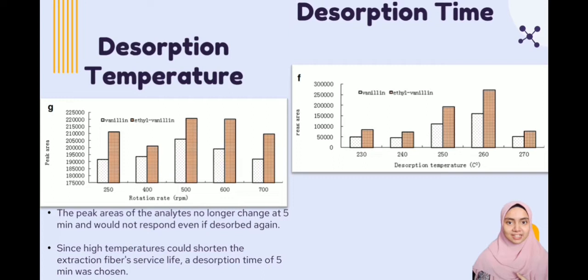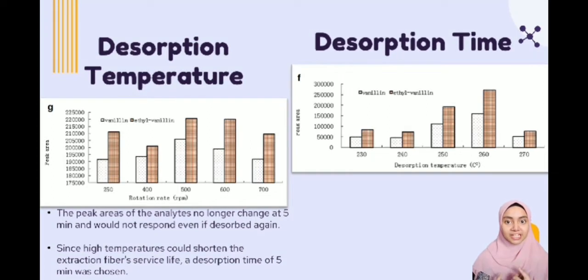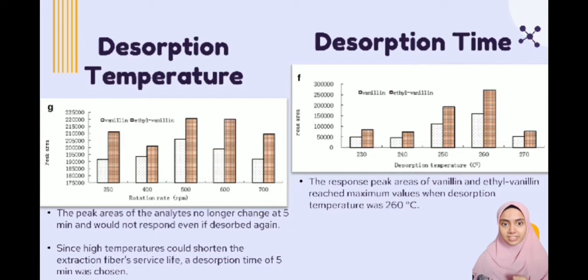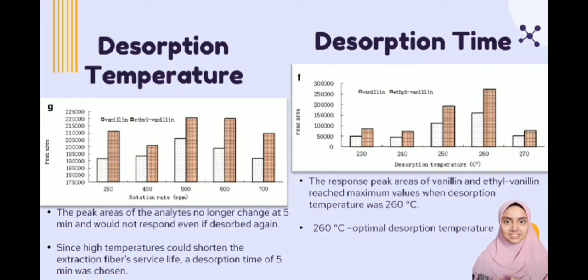For desorption temperature, the changes of the peak areas of the analytes under different desorption temperatures were studied while keeping other parameters invariant. The experimental result is shown in the figure. The response peak areas of vanillin and ethyl vanillin reached maximum values when the desorption temperature was 260 degrees Celsius. So, 260 degrees Celsius was chosen as the optimal desorption temperature.